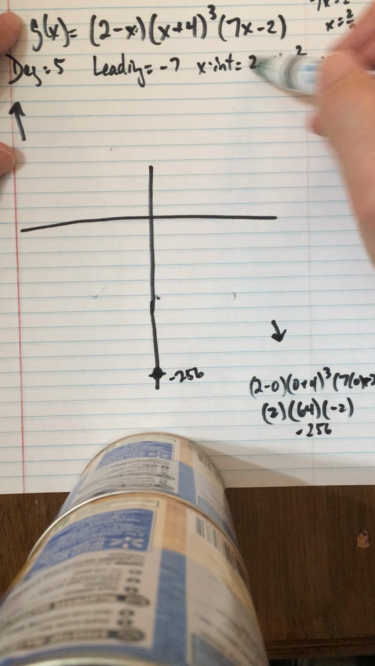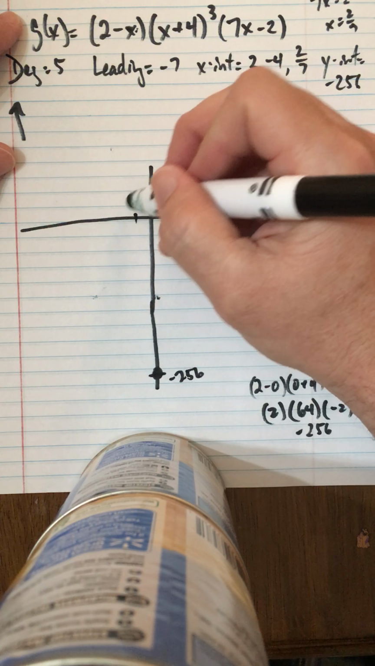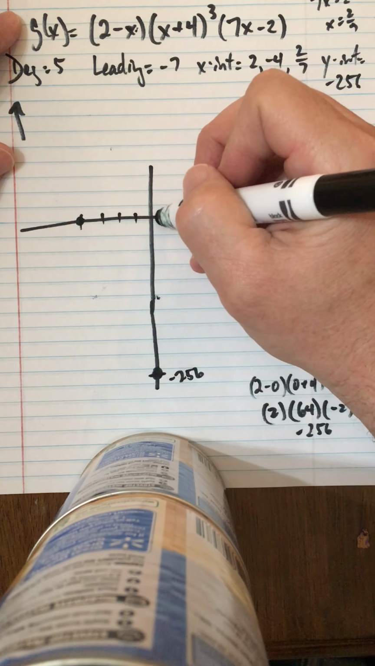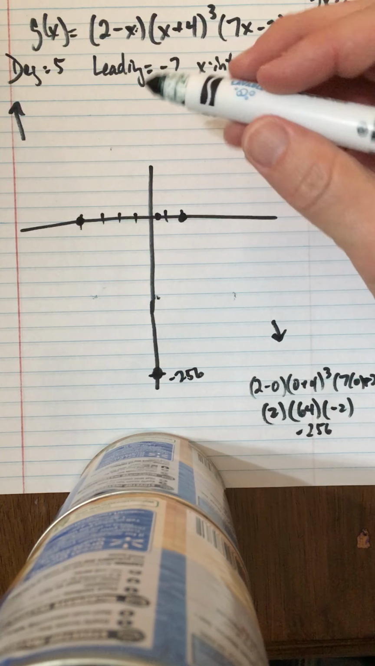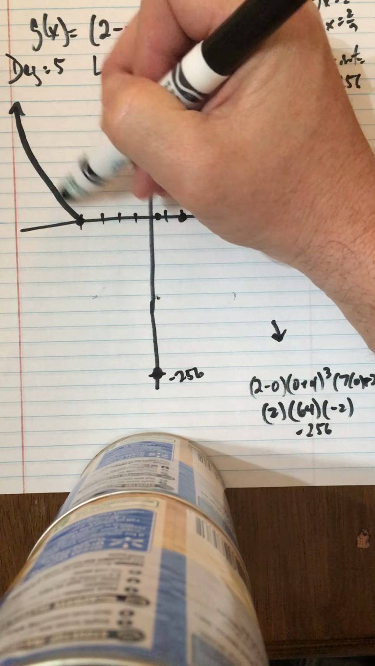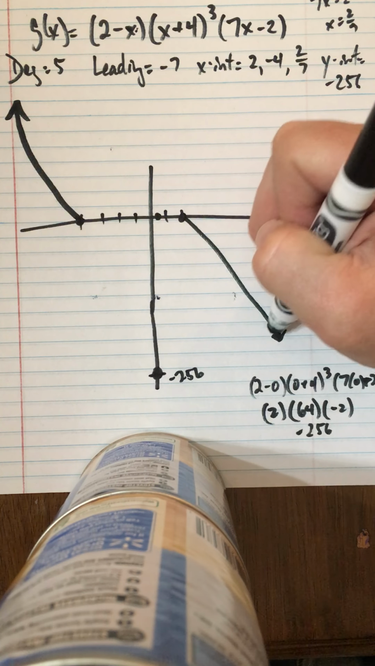Now graph the x-intercepts. The x-intercepts are at 2. They are at -4. And they are at 2/7. All right. Now we know the end behaviors have already been decided, so we know it's going to come down through there. It's going to be all up on the left, down on the right.